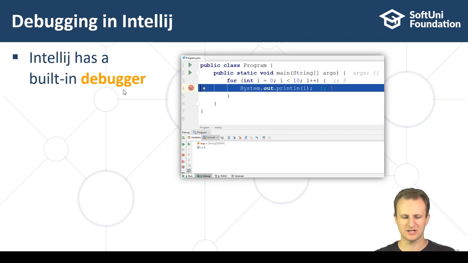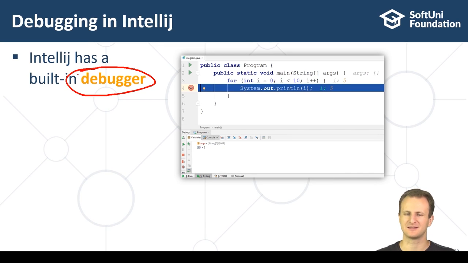Okay, so IntelliJ has what's known as a debugger. Now, what do debuggers do? Unfortunately, they don't fix your errors automatically. But what they do, it should really be called a state examiner. A debugger is something that examines the state of your program.